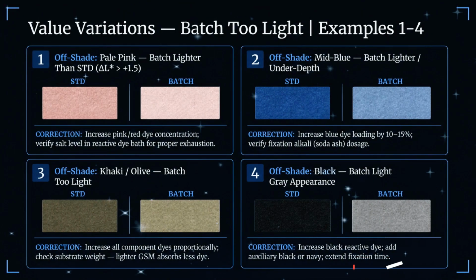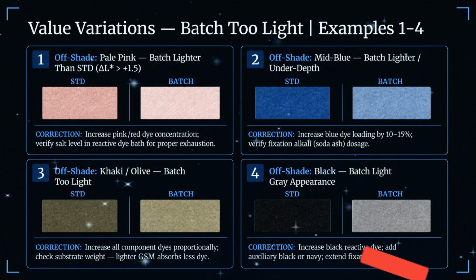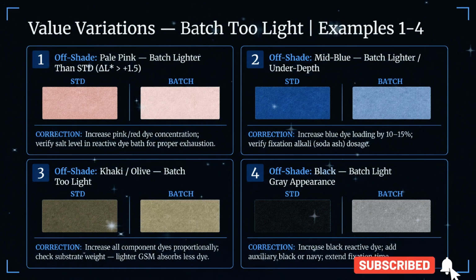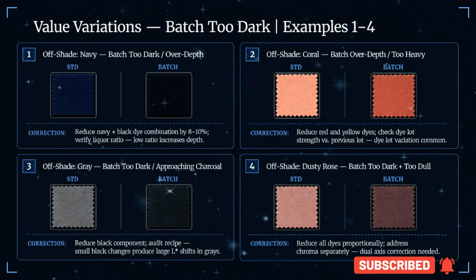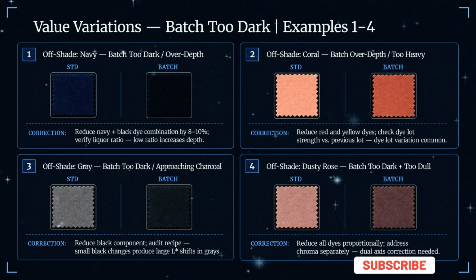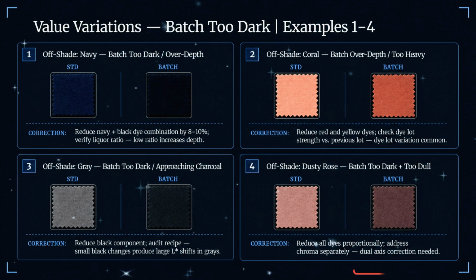These examples show batches that are too light. We cover pale pink, mid-blue, khaki/olive, and black shades that are lighter than the standard. Corrections focus on increasing dye concentration and verifying proper exhaustion and fixation. Here are examples of batches that are too dark. This includes navy, coral, gray, and dusty rose shades that are over-depth or too heavy. Corrections involve reducing dye combinations and auditing recipes to ensure accuracy.